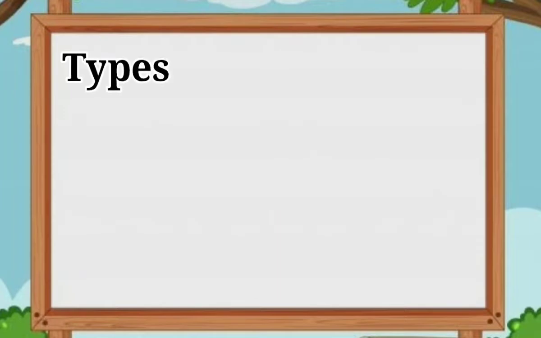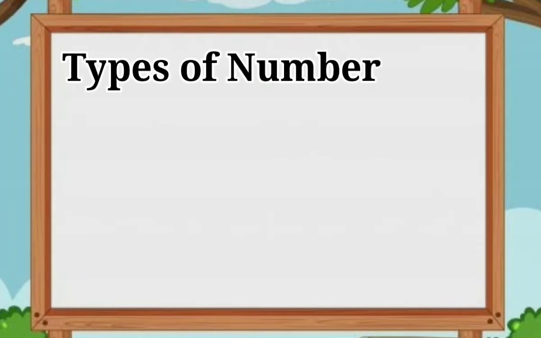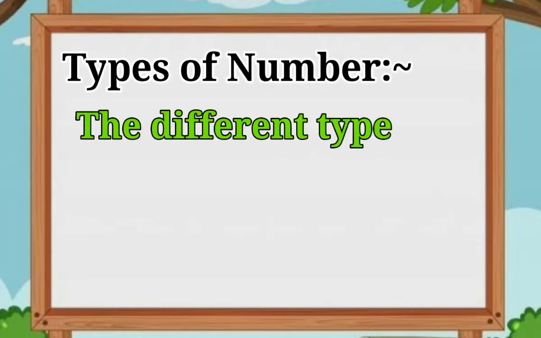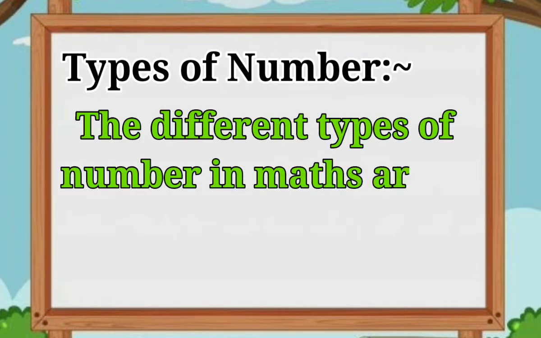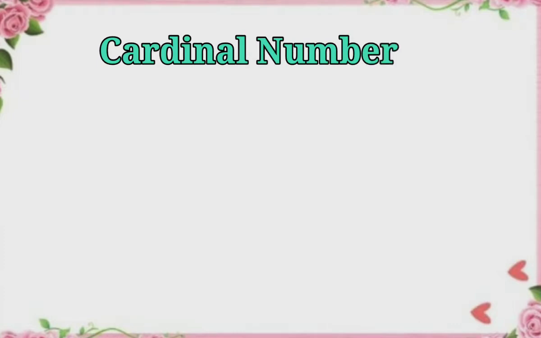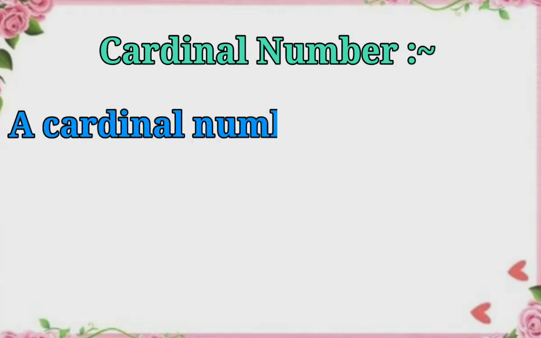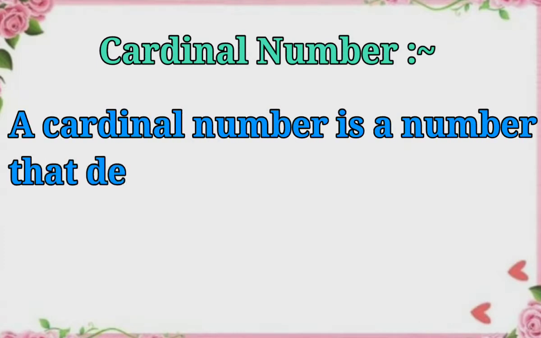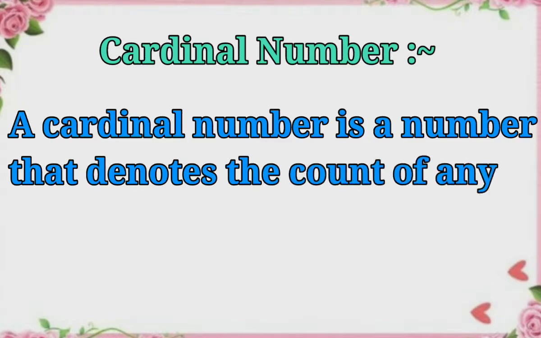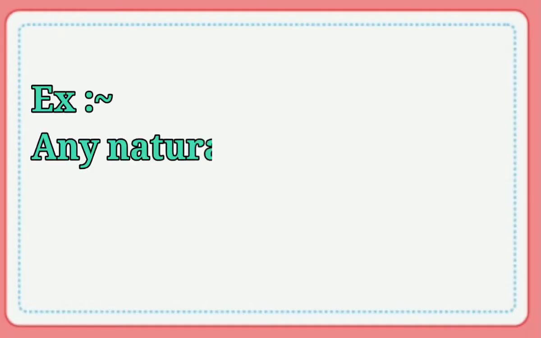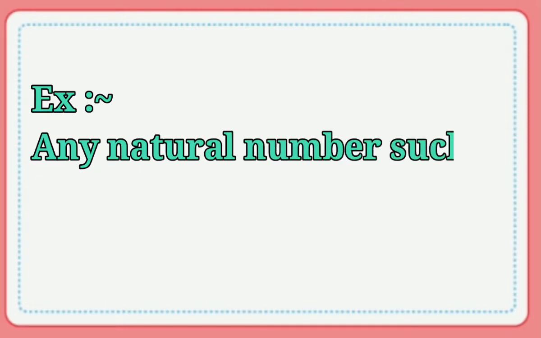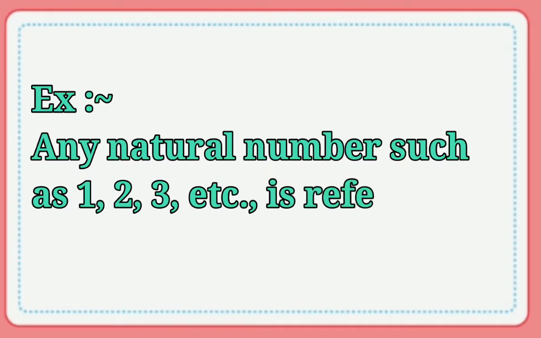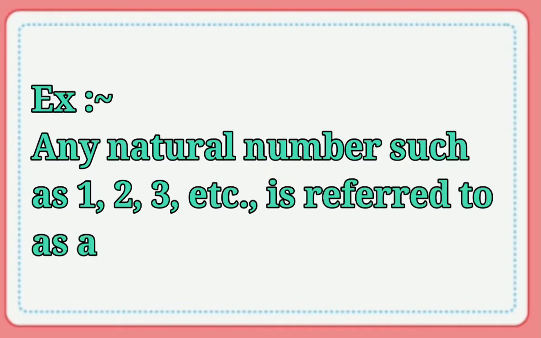Now we know about types of numbers. The different types of numbers in maths are: first, we know about cardinal numbers. A cardinal number is a number that denotes the count of any object. For example, any natural number such as 1, 2, 3, etc. is referred to as a cardinal number.